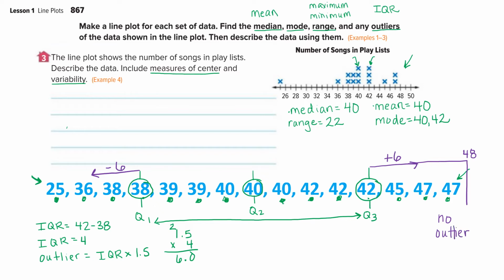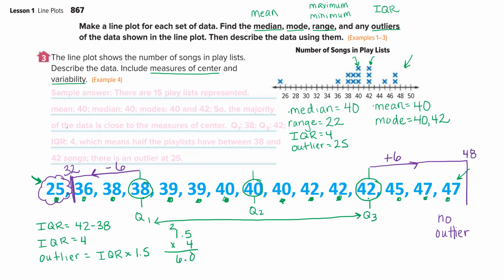Now I'm going to subtract 6, and that's 32, which takes me right here. So anything 32 or less is an outlier, and guess what? We have an outlier, 25. So 25 is an outlier. So the interquartile range equals 4, and we have one outlier, which equals 25. If we put this into a paragraph, it would look something like this.